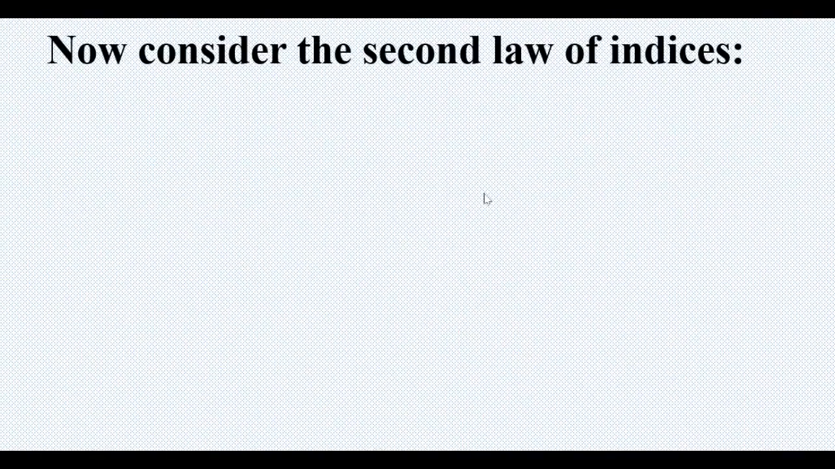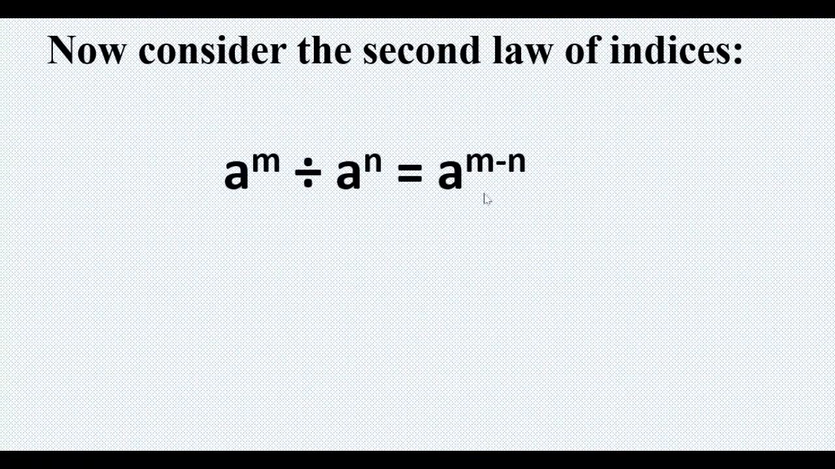Now, considering the second law of indices, which states that to divide numbers with the same base, we keep the base and subtract the exponents. This law can be written as a power m divided by a power n is equal to a power m minus n.